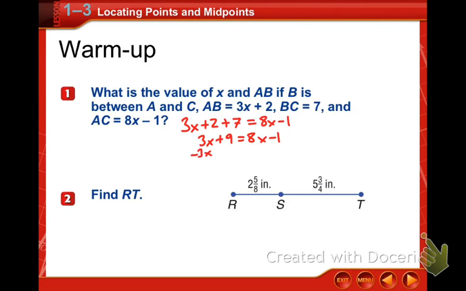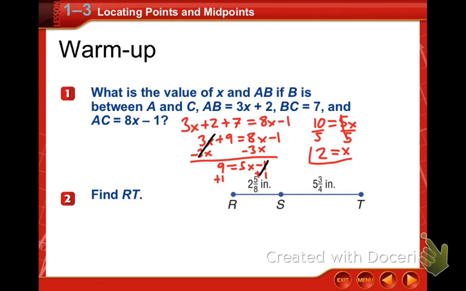Let's subtract 3x from both sides. And 9 is equal to 5x minus 1. And we're going to add 1 to both sides. And 9 plus 1 is just 10. So 10 is equal to 5x. We divide by 5. And x is equal to 2. So there's one of our answers. It says to find x and AB.